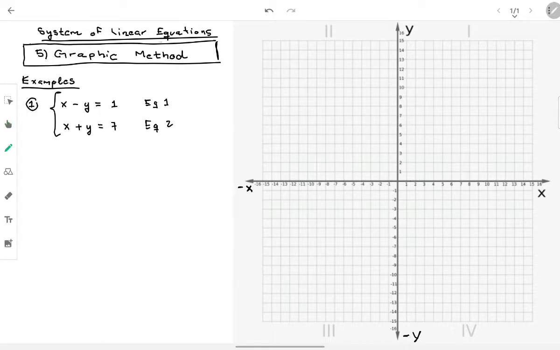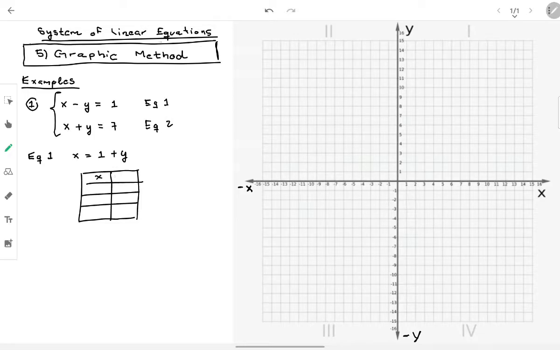So on this exercise, example number 1, it's very easy. We have the system with 2 equations. So what do we need to do? First, we can isolate one of the letters. Maybe on equation number 1, we can isolate the x, and it's going to be 1 plus y. So let's put a little table to get our specific points. Remember, we need at least 3 points, x and y. We need to assign random values to one of the letters to know the value of the other one. I will assign the values to y, and we will get the values of x.